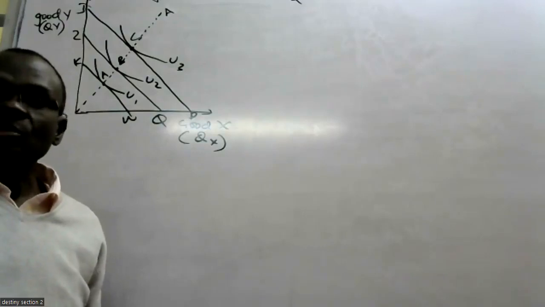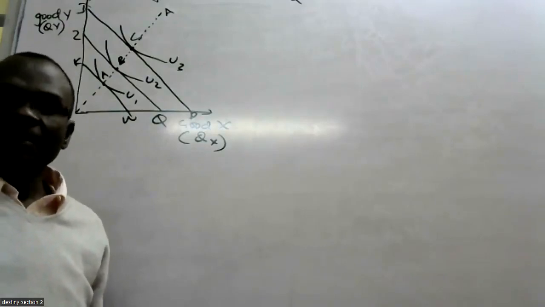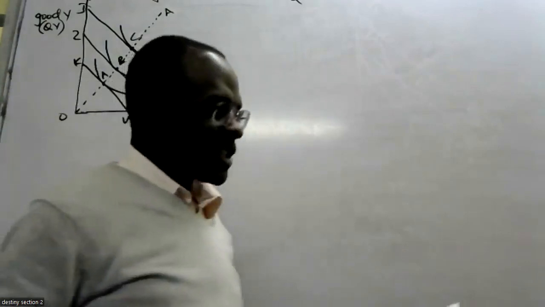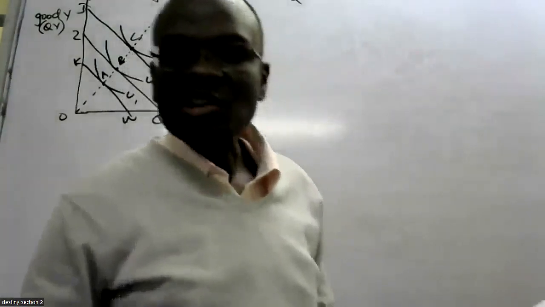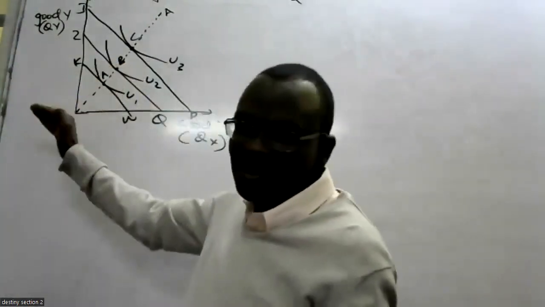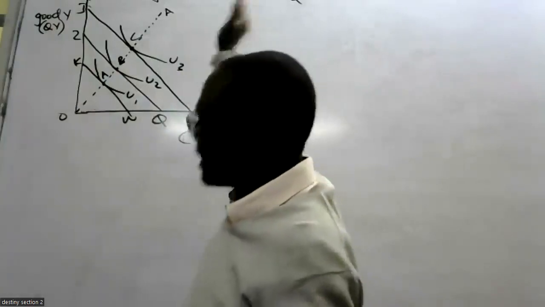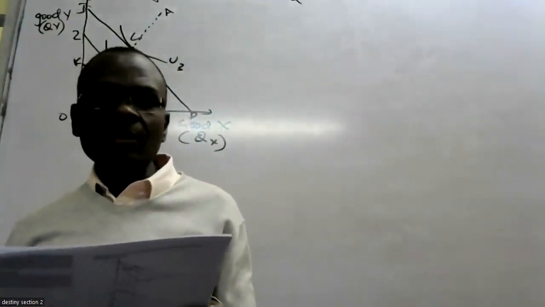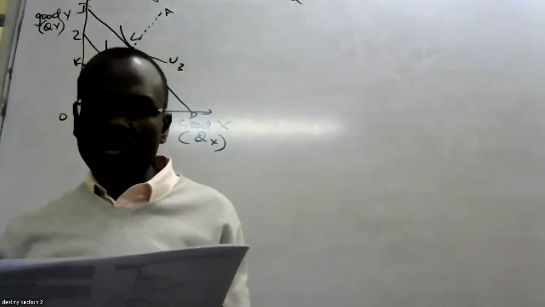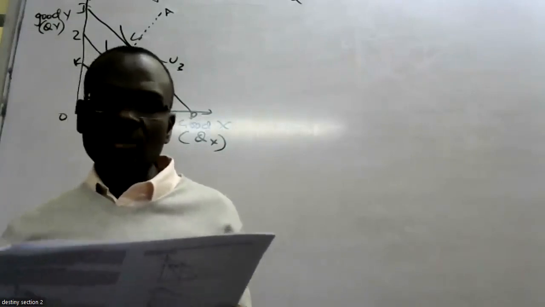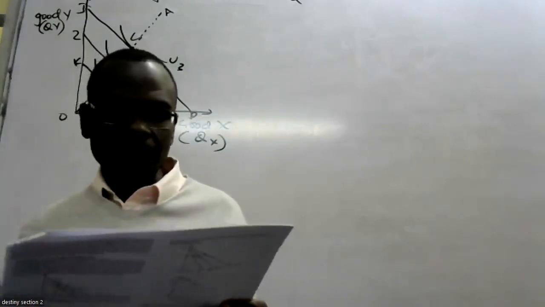The examiner can ask you to explain what will happen to the consumer's equilibrium when the income of the consumer changes. So changes in the consumer's income will cause a shift in the budget line. So the budget line can shift either to the left if the income falls, or to the right if the income increases. So if the income increases, the consumer is in a position to obtain more of both commodities, both good X and good Y.